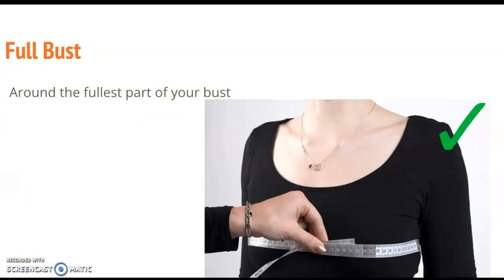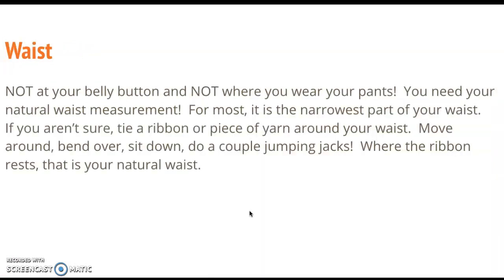Okay, then your second one is your full bust. That one's self-explanatory. All right, your waist. Now here's the biggest difference. I do not want you to measure your belly button, and I do not want you to measure where you wear your pants. All right, you need to find your natural waist measurement. Now for most people, this is the narrowest part of your waist. So if you look in a full-length mirror, where does your waist dip in, right?